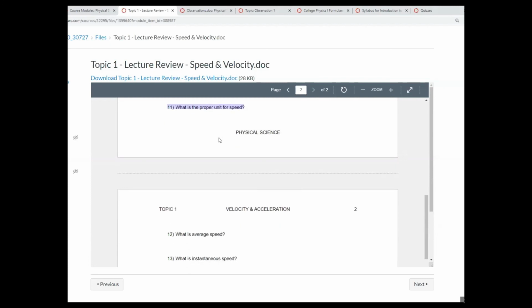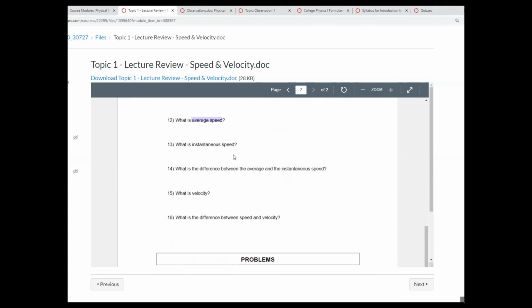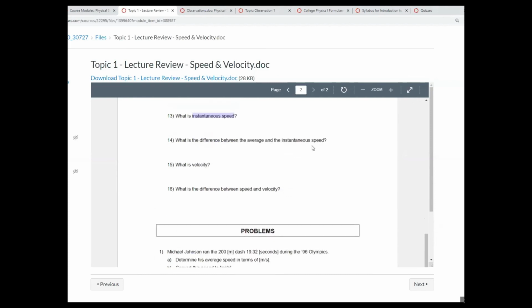Proper unit for speed is meters per second. Average speed is measured distance over measured time. Instantaneous speed is the measured speed. So what's the difference between the average and the instantaneous speeds? Average speed is calculated, and instantaneous speed is measured. Average speed is measured distance over measured time, and the instantaneous speed is how fast an object is moving at a given point in time. So that's the speed which is measured.